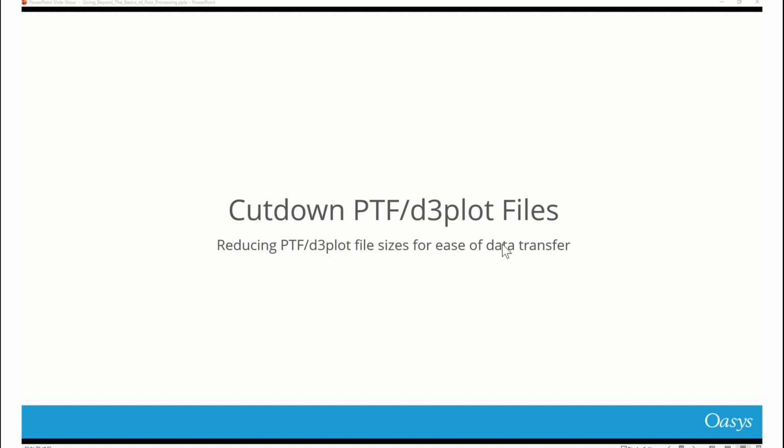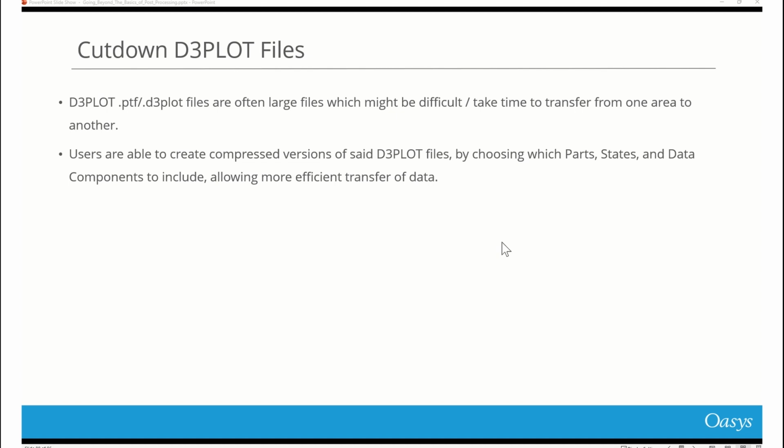The first thing that I'd like to talk about is cutdown PTF/D3PLOT files, essentially reducing the file sizes for ease of data transfer. We can imagine that D3PLOT output files are often quite large, so it can be quite difficult and takes a lot of time to transfer from one area to another or to our audiences. So what we can do in D3plot is create compressed versions of the D3plot files, and we do this by choosing which parts, which states, and which data components, such as stresses, strains, and so on, to include. And that allows for more efficient transfer of data.